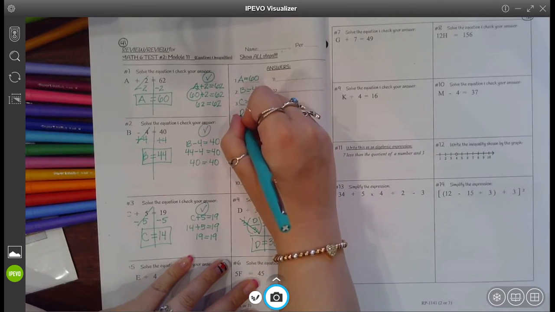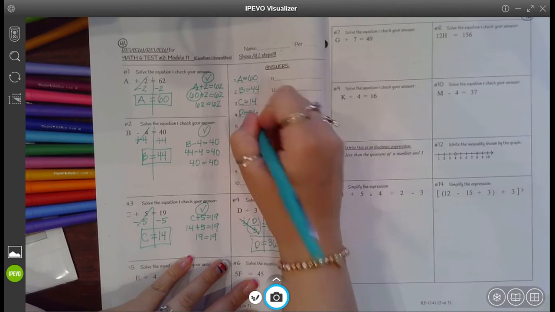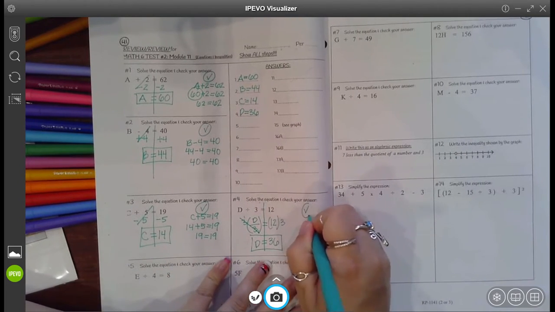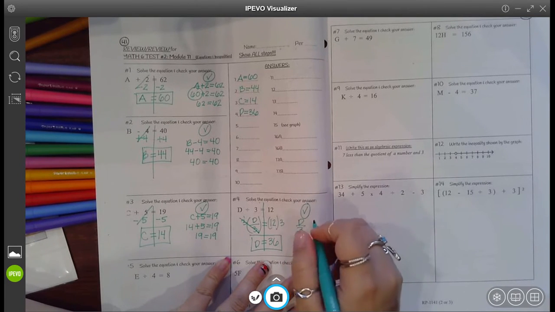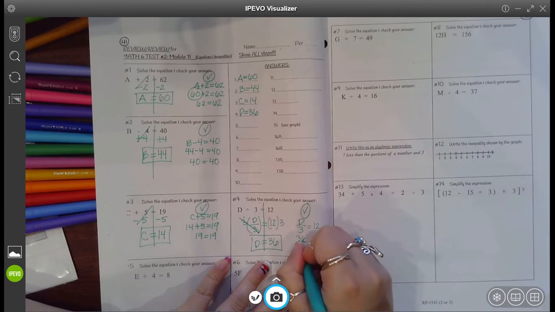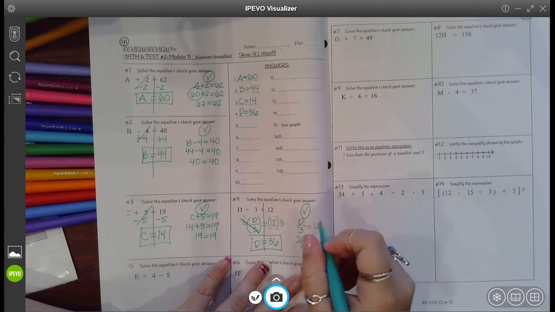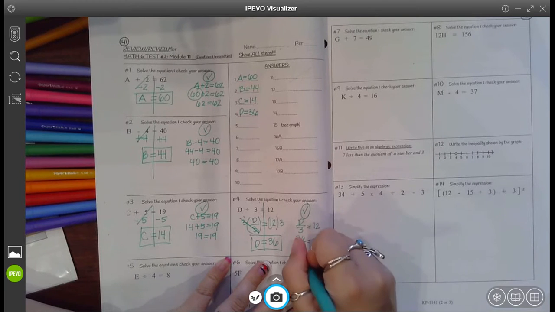I would write that in the answer column and then check my answer. d over 3, or d divided by 3, equals 12. I think d is 36, so replace that. And then 36 divided by 3 is 12.